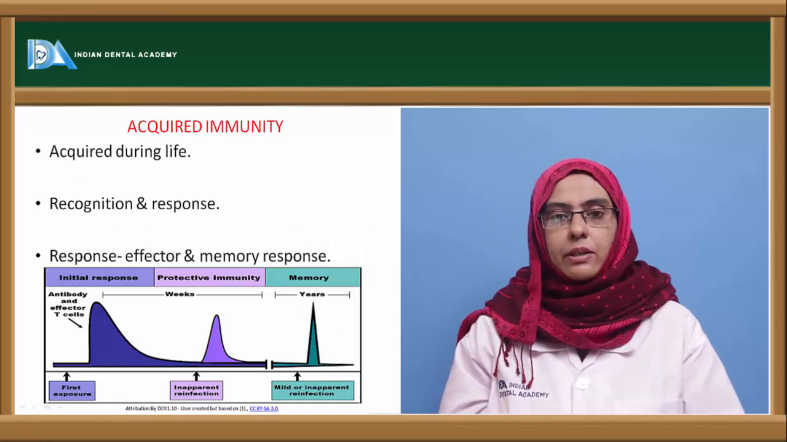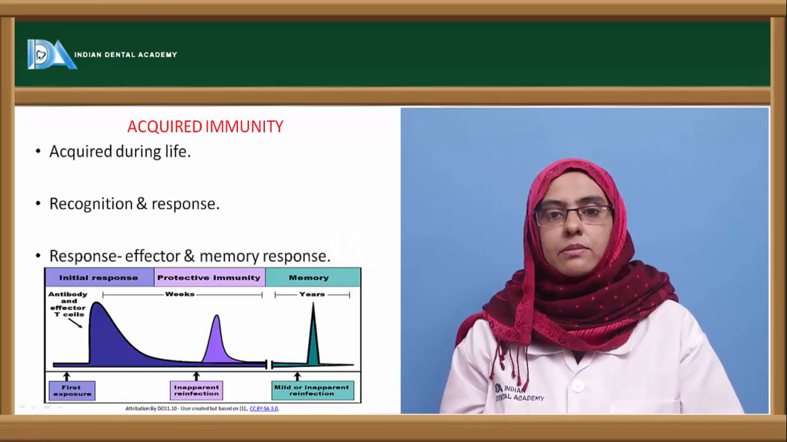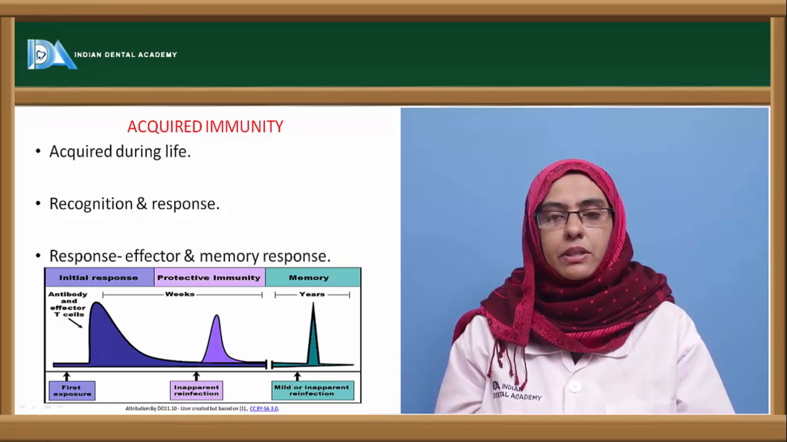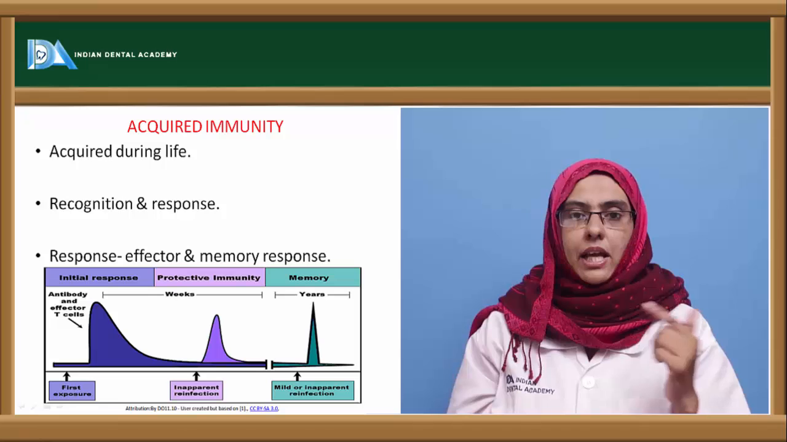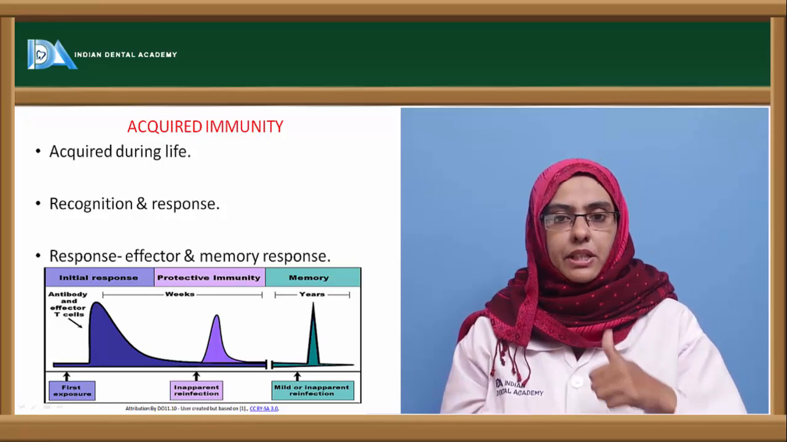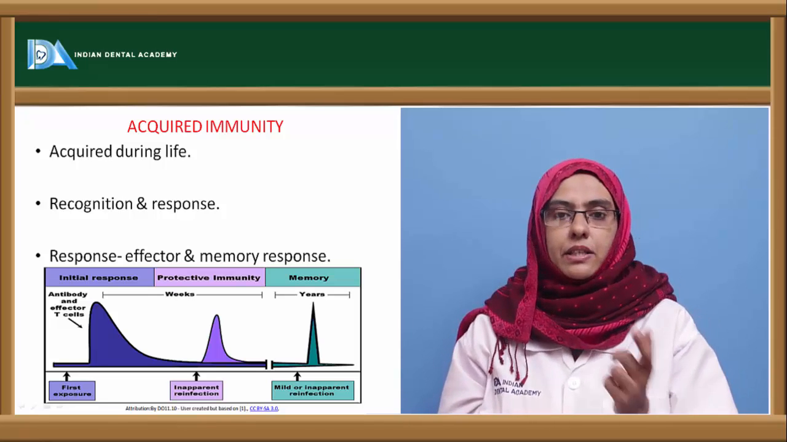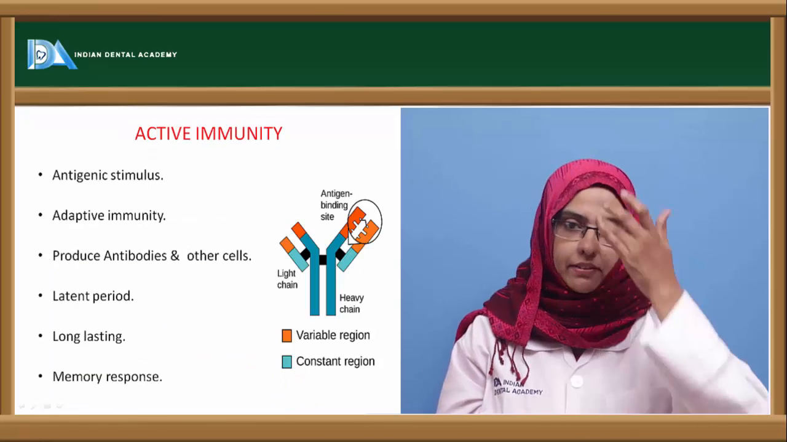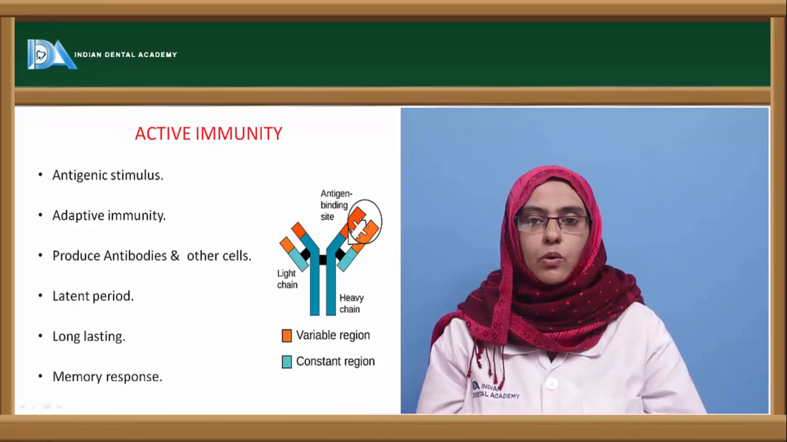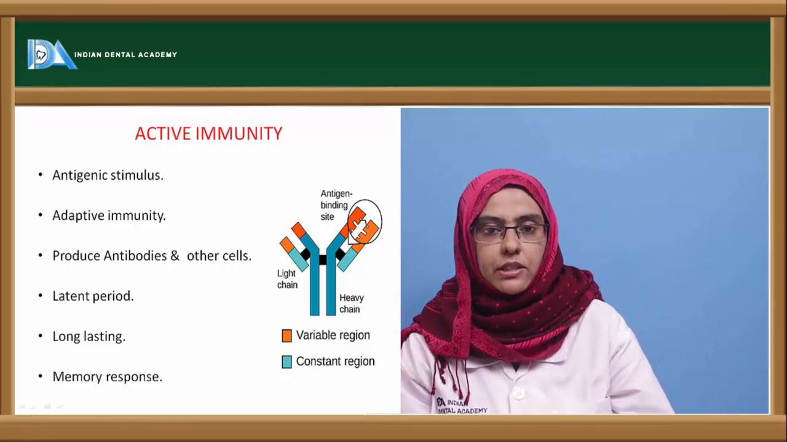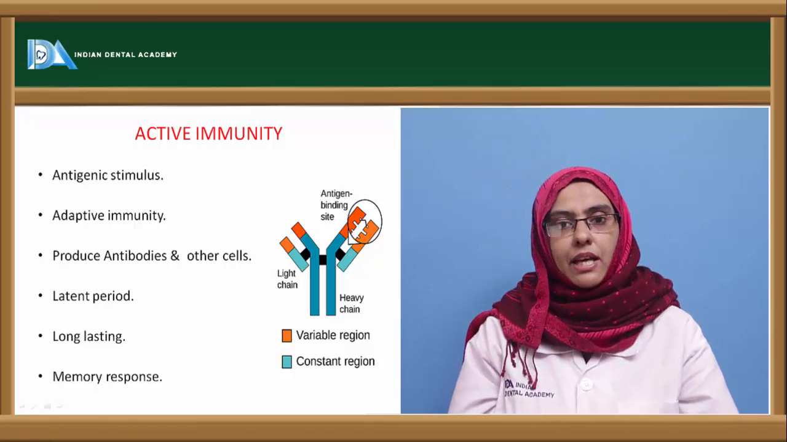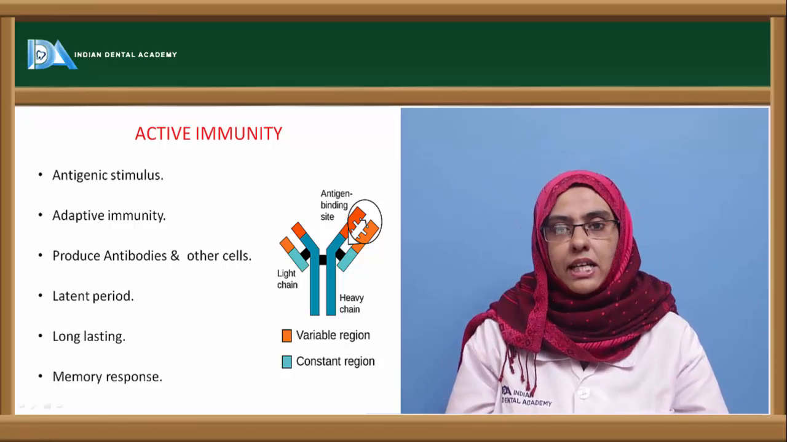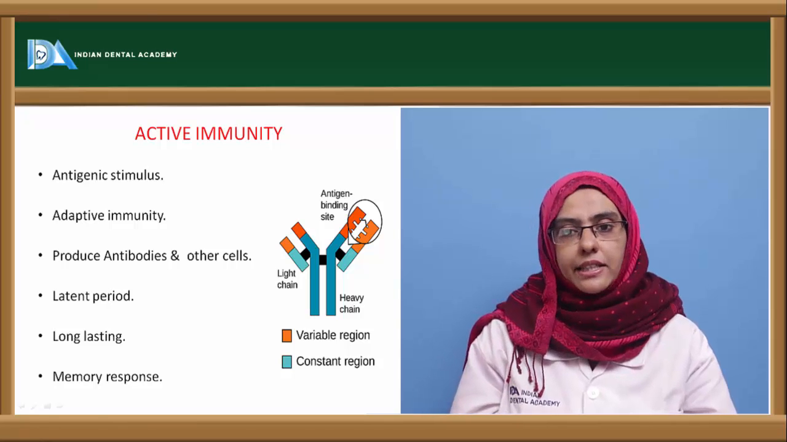This acquired immunity can be again classified into 2 types, active immunity and passive immunity, which are further classified as natural active immunity and artificial active immunity, and then passive immunity, again classified as natural passive immunity and artificial passive immunity. First I will deal with active immunity. Active immunity is developed only when there is an antigenic stimulus. As I told you, there should be an interaction with the antigen or the foreign particle to develop this kind of immunity. So that is called active immunity against the antigenic stimulus.